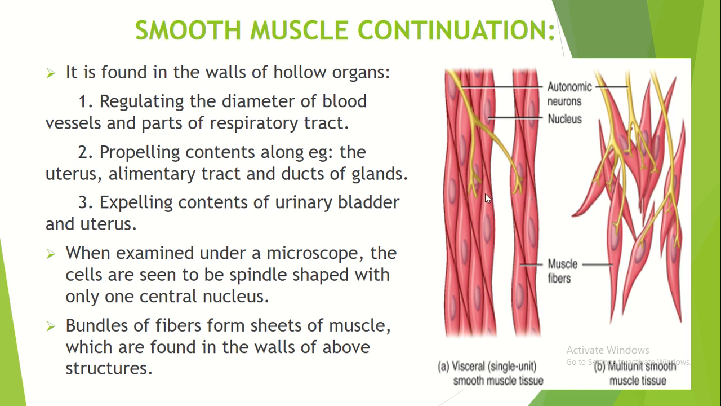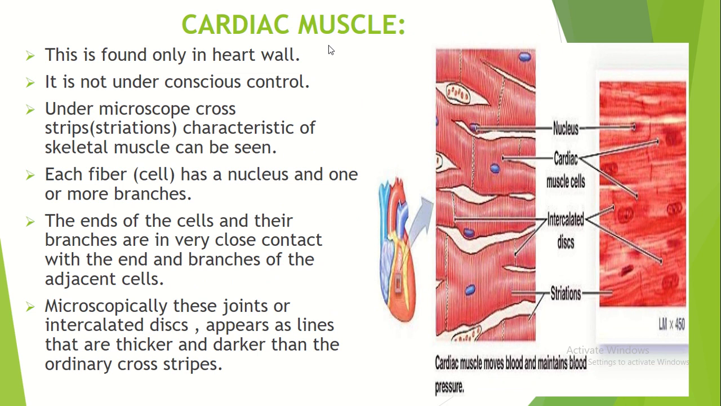So it is coming under the muscle tissue, no? So these bundles are joining together to form the muscle tissue, and which are found in the walls of the above structure. So wherever the smooth muscle is needed, it forms a bundle. So next, the last one is the cardiac muscle.